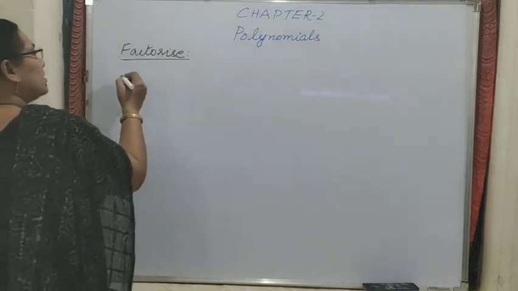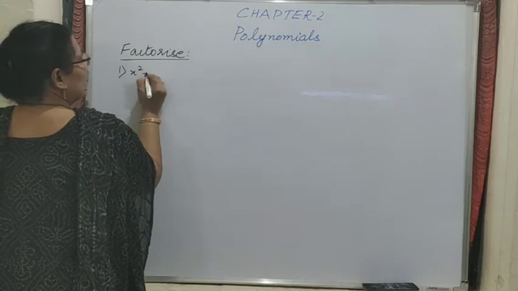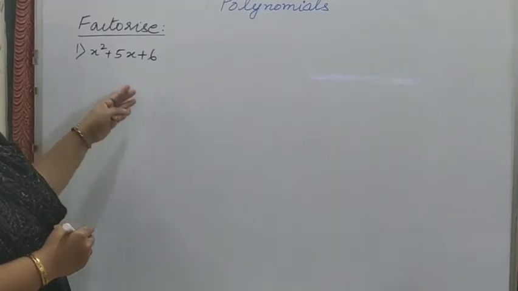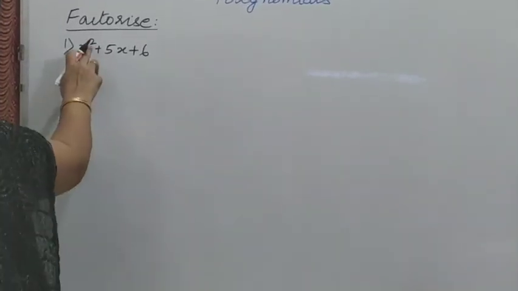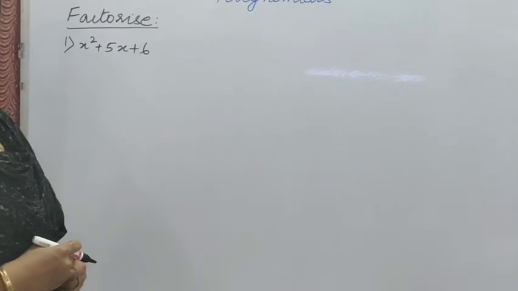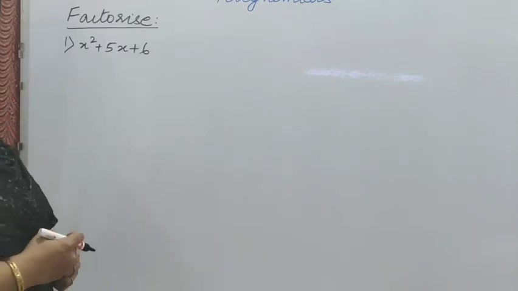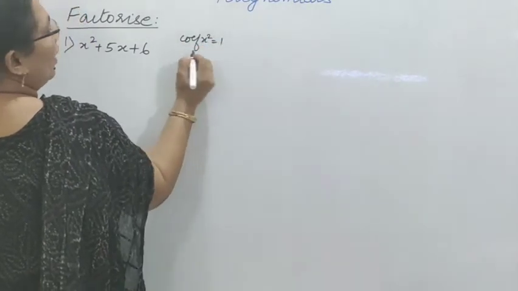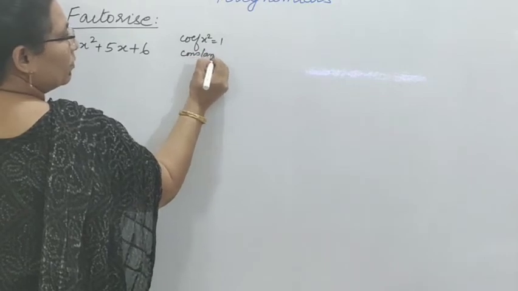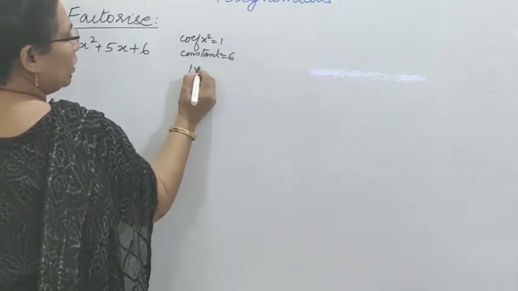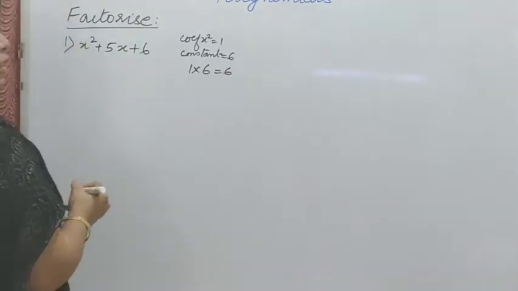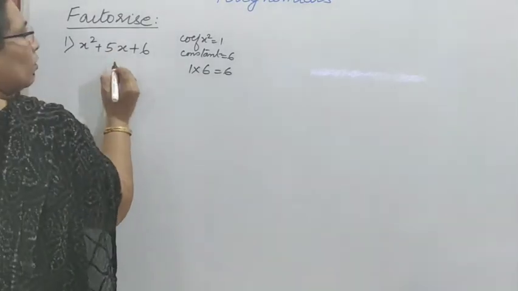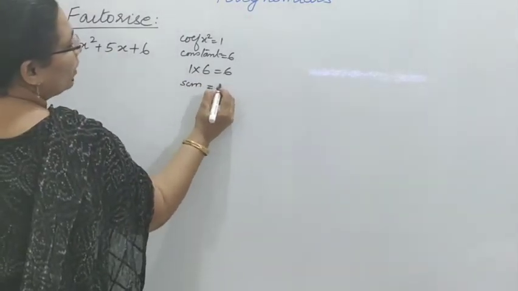The first question: factorize x square plus 5x plus 6. Here the degree is 2, so it's a quadratic polynomial. To factorize, we check the coefficient of x square and the constant term, which is 6. So 1 into 6 equals 6. Now we should identify the factors of 6 such that the sum equals 5 and the product equals 6.